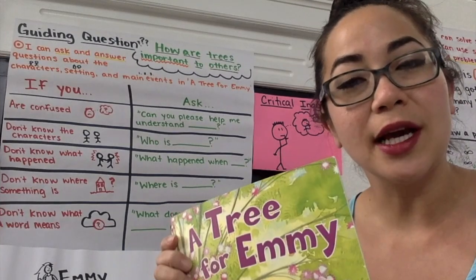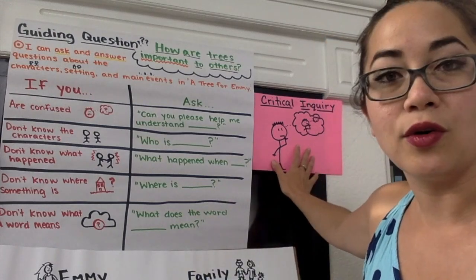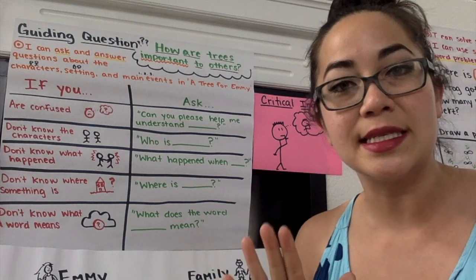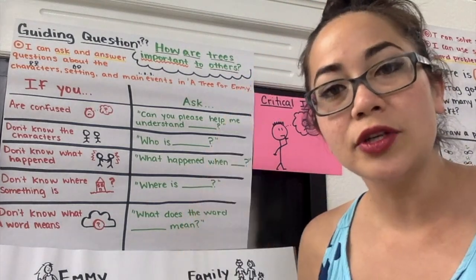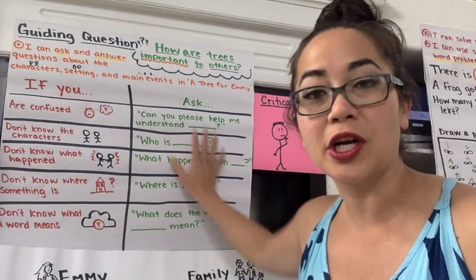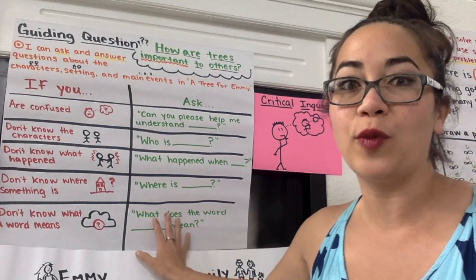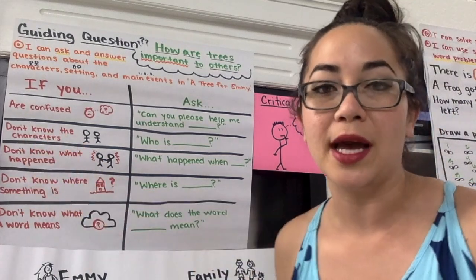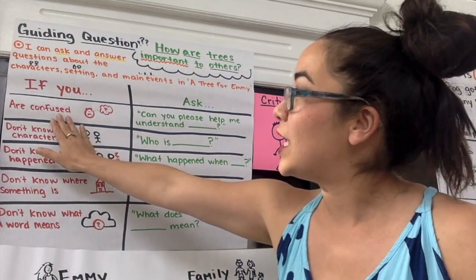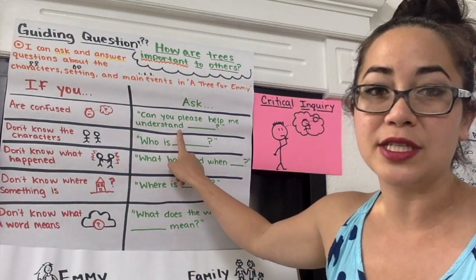Now remember, as we're reading our book today, we're also really going to lean on that character trait, critical inquiry. And this is going to help us stop and think, do we understand what's happening in the story? We also have our anchor chart right here that has a lot of great questions that we can ask if we need to stop to make sure that we understand. So just remember, if you are confused, let's stop and ask, can you please help me understand?